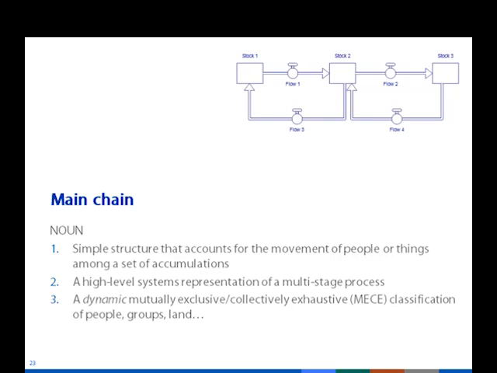What's a main chain? Well, while there's no universally agreed upon name for these structures, the idea behind a main chain is pretty straightforward. It's a collection of stocks that are connected together via flows. As a result, a main chain can account for the movement of people or things, aka stuff, among a set of different categories that are represented by the accumulations. So, a main chain can give you a high-level representation of a multi-stage process. The categories represented by stocks in a main chain are mutually exclusive and collectively exhaustive, MECE. In the generic example shown here, stuff is either in stock 1, stock 2, or stock 3. Flows move stuff between the different stocks.